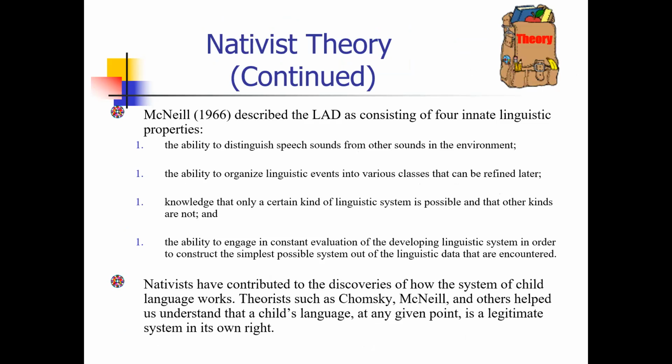And then McNeill's theory in 1966 described the LAD as consisting of four innate linguistic properties. The first one is the ability to distinguish speech sounds from other sounds in the environment. The second one is the ability to organize linguistic events into various classes that can be refined later. The third one is knowledge that only certain kinds of linguistic systems are possible and other kinds are not. And the last one is the ability to engage in constant evaluation of the developing linguistic system in order to construct the simplest possible system out of the linguistic data that are encountered.